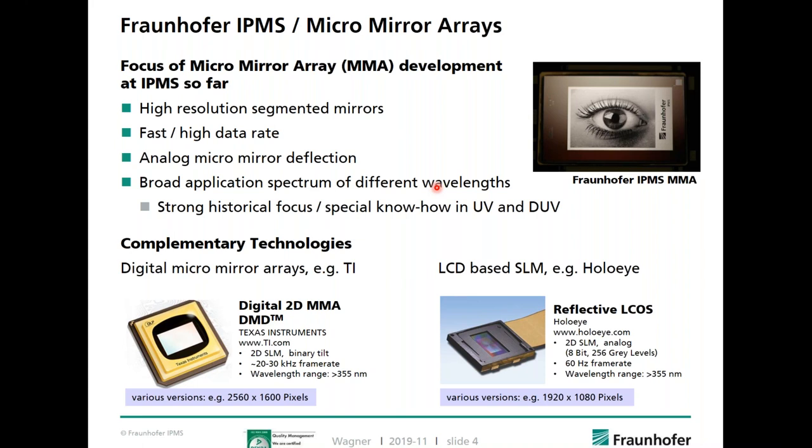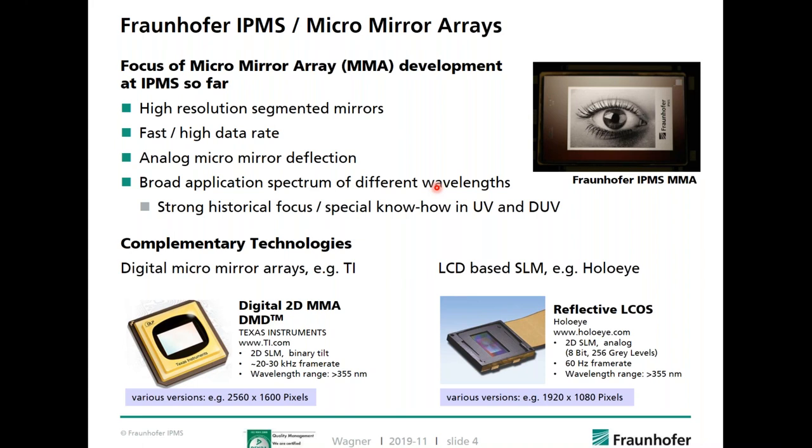Another feature is most of the devices have high to very high data rates, so very fast devices. Another speciality, we have a strong focus on what we call analog micromirror deflection. I will come to that later on, what that means. And there is potentially and actually a broad application spectrum of different wavelengths. We have from simply an historical point a strong focus on UV and deep UV, and in the meantime have extended that for special devices and application towards visible and also the near infrared.